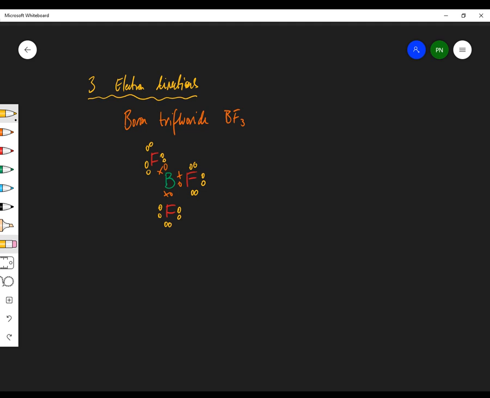Okay, so this is 3 electron directions. Now, what are 3 electron directions around what? Around the central atom.